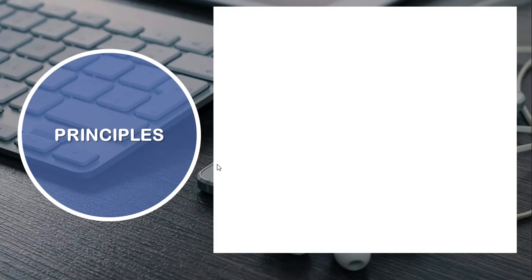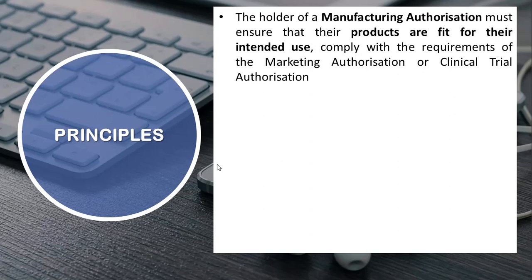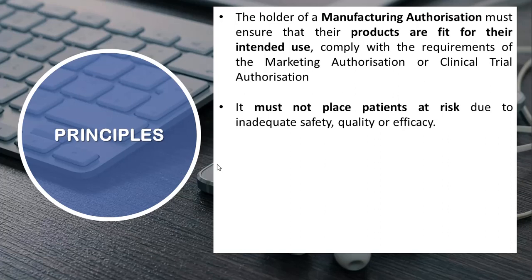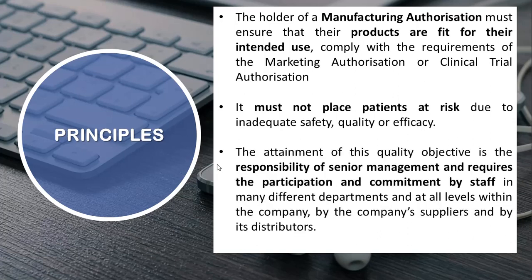The principles of GMP are: the manufacturing authorization is responsible to ensure that the products are fit for their intended use and comply with the regulations. Most importantly, the products must not place patients or consumers at risk due to insufficient safety, quality or efficacy. These objectives are the responsibilities of the whole management system, which includes the senior management and the participation of all staffs, suppliers and distributors.